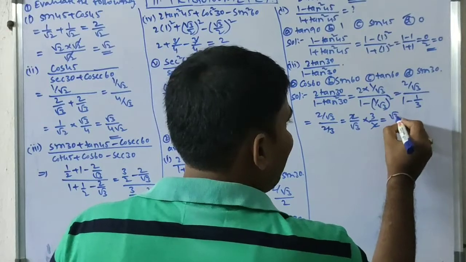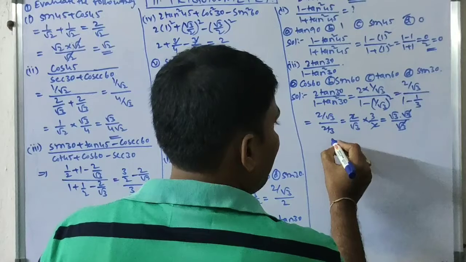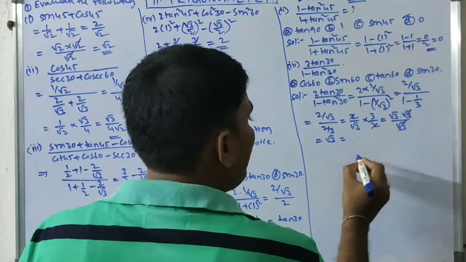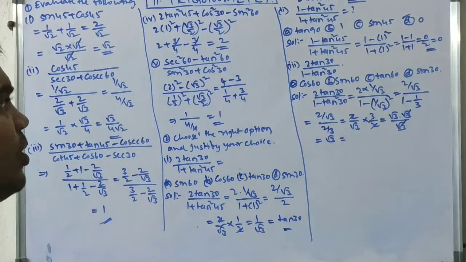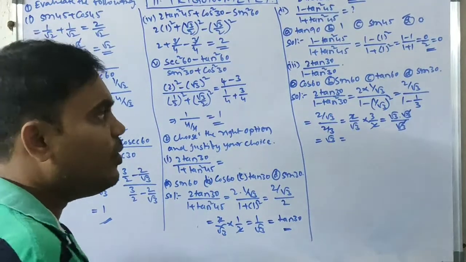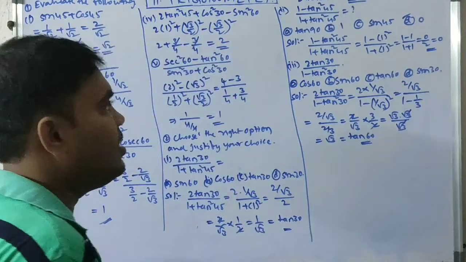Root 3, I am writing it as root 3 into root 3 by root 3. Root 3 cancel, we will get root 3. So this root 3, cos 60 value is not root 3, it is 1 by 2. Sin 60 is root 3 by 2. Tan 60 is root 3. So the answer is tan 60.